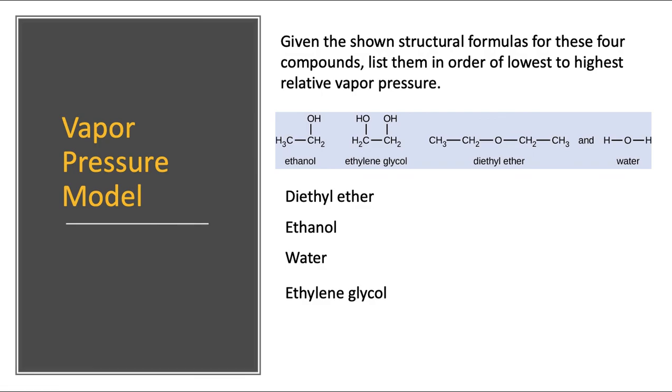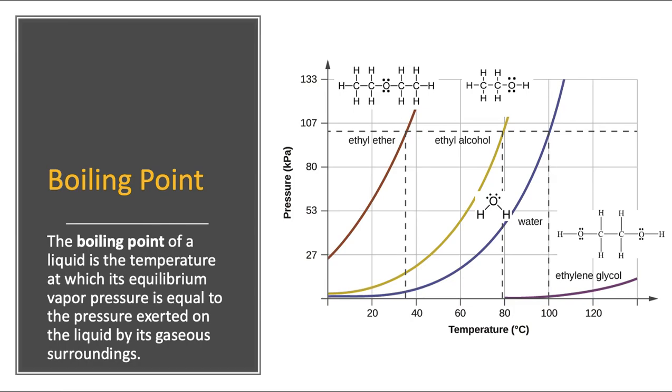Okay, let's look at the boiling point now. The boiling point is the temperature at which its equilibrium vapor pressure is equal to the pressure that is exerted on the liquid by the surroundings. So this is basically when the vapor pressure becomes equal to the atmospheric pressure around the liquid. And it's different for every liquid.